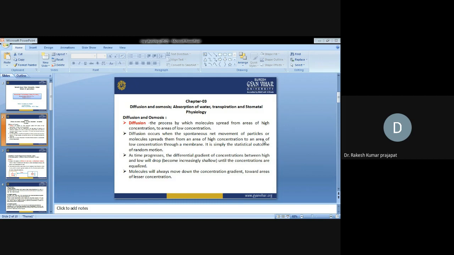As time progresses, the gradient of concentration between high and low will drop, becoming increasingly shallow until the concentrations are equalized. The molecules will always move down the concentration gradient toward areas of lesser concentration. So in simple terms, diffusion is the movement of particles or molecules from an area of high concentration to an area of low concentration.